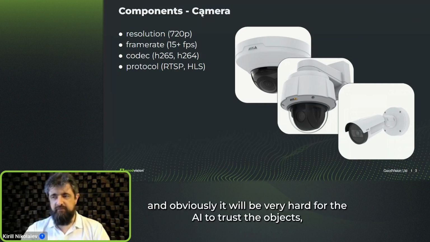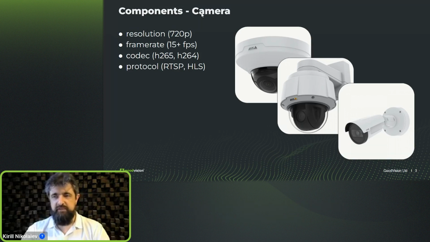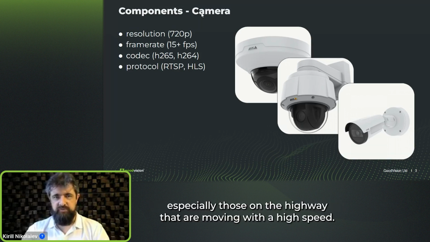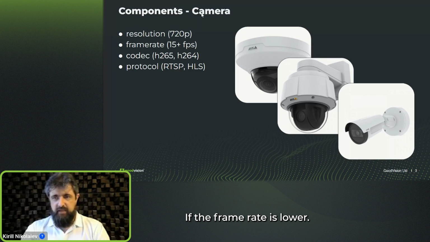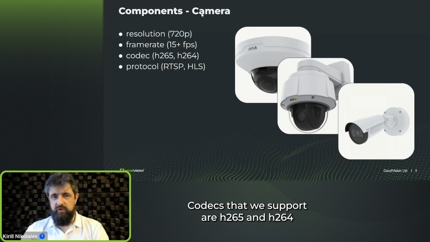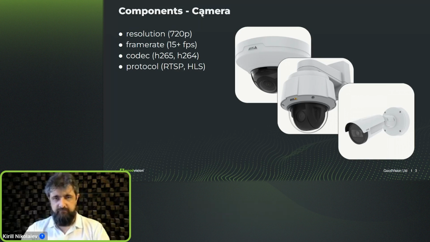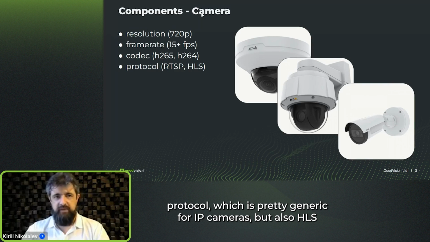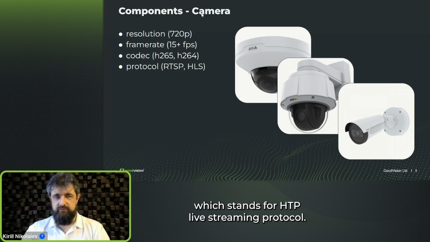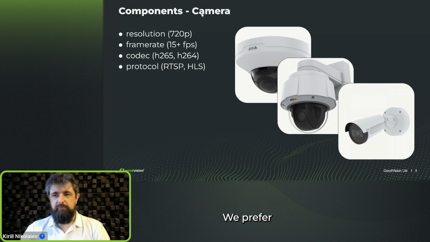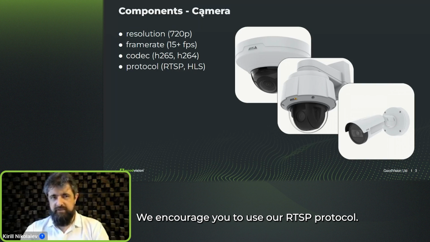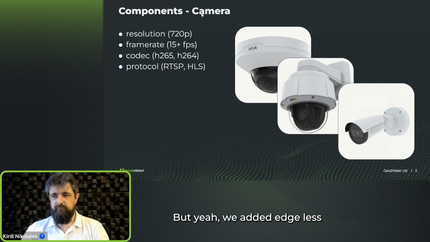And obviously, it will be very hard for the AI to trace the objects, especially those on the highway moving with high speed, if the frame rate is lower. Codecs that we support are H265 and H264. At the moment, we support the RTSP protocol, which is pretty generic for IP cameras, but also HLS, which stands for HTTP Live Streaming. We encourage you to use the RTSP protocol, but we added HLS to give you more flexibility.